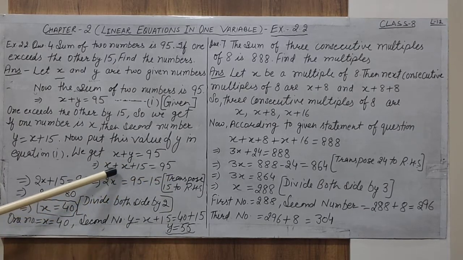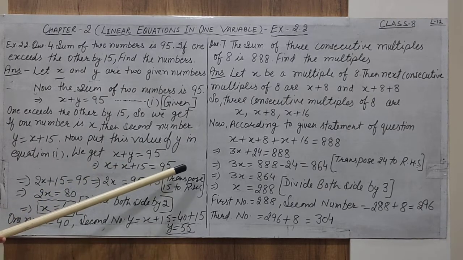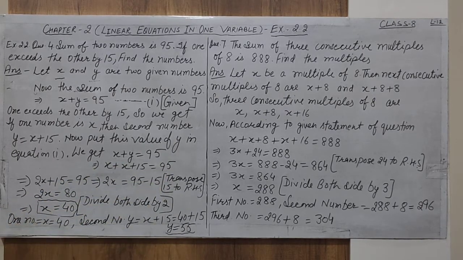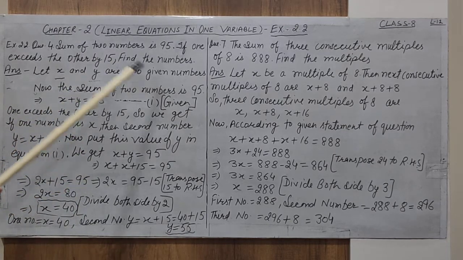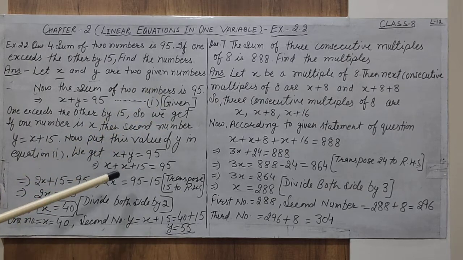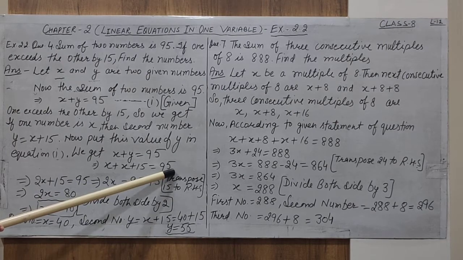Now this is the linear equation in one variable with a linear expression on one side and a number on the other side. This is the first type of linear equation and this is the application. Now the linear equation is framed. You have framed the linear equation by yourself by supposing both conditions. So x plus x plus 15 is equal to 95.